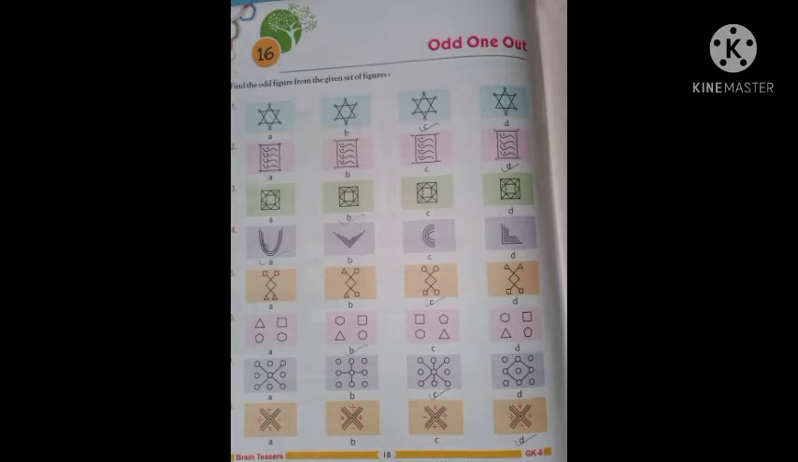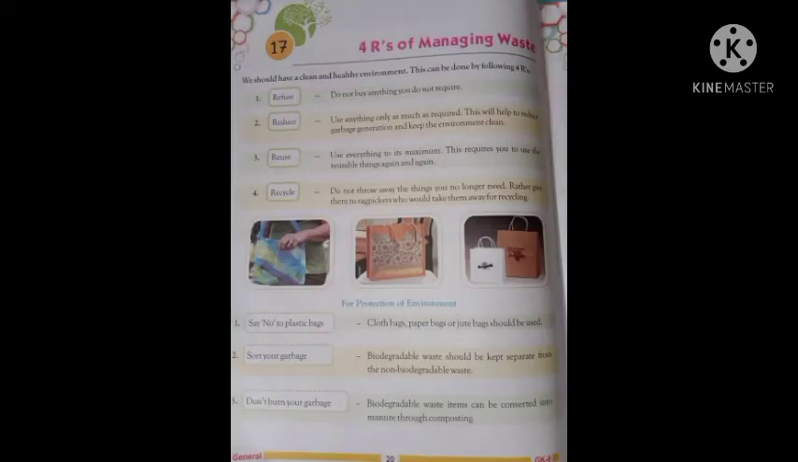Now sixth one, A, B, C and D. In that B option is different, so you have to put a tick mark on the B option. Now seventh one, A, B, C and D. In that C option is different, so you have to put a tick mark on the C option. Now eighth one, A, B, C and D. So here you have to put a tick mark on the D option because it is a different one, it is an odd one. Okay students, so let us move to our next lesson, that is lesson 17.